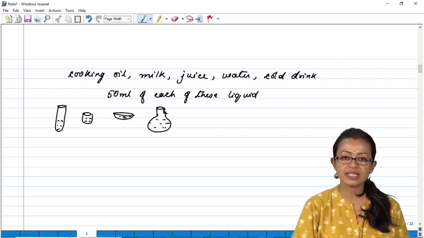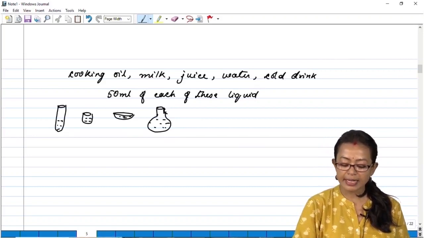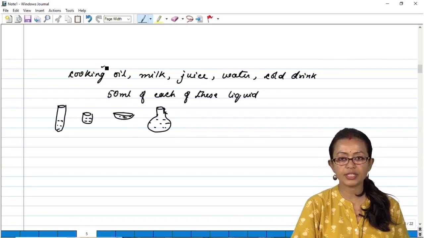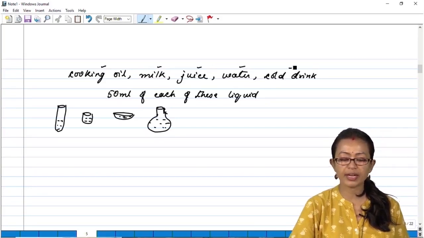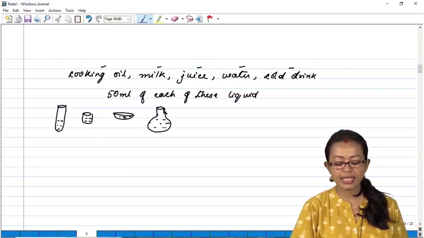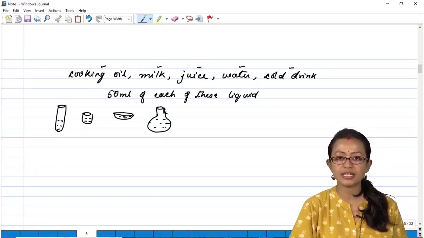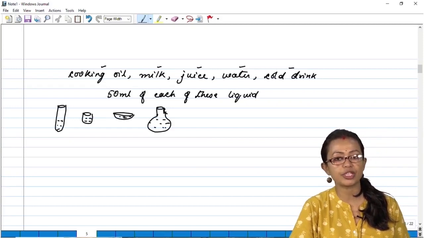So in all of these cases, whether you are taking cooking oil, milk, juice, water, or cold drink, they are all of different density, and in each of these cases you would find that the liquid is taking the shape of the container. So this clearly indicates that liquids do not have a definite shape. It takes the shape of the container in which it is kept.